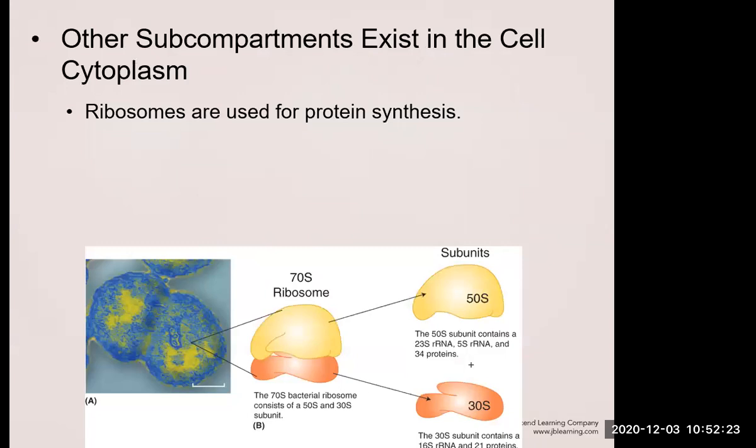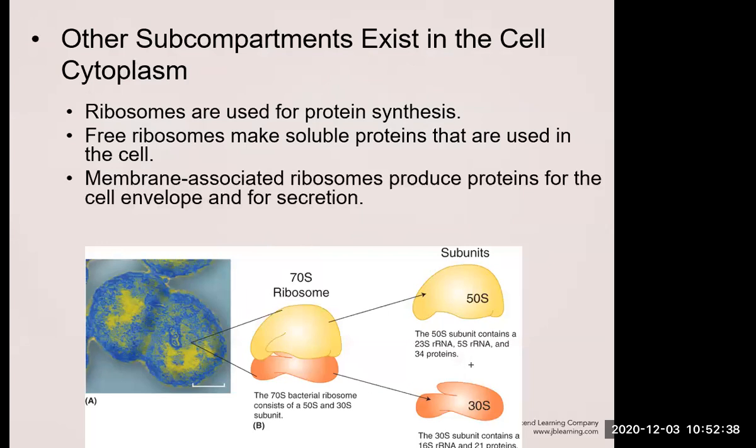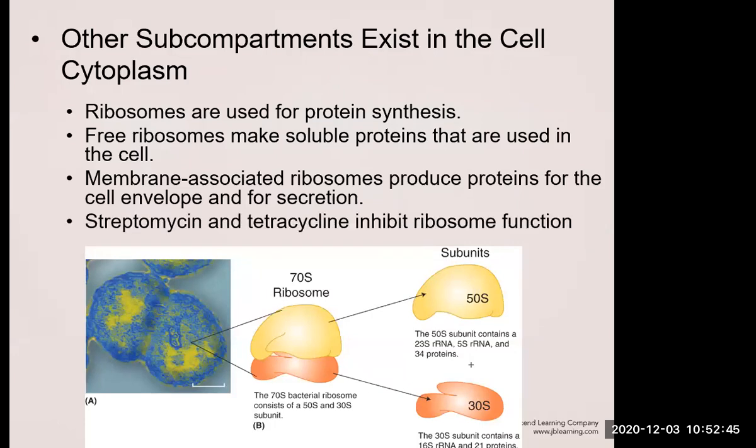Okay, all proteins are going to be synthesized, eukaryotes, prokaryotes, through ribosomes. They're smaller in bacteria. And if you are in the cytoplasm, you're going to make proteins for the cytoplasm. Others are going to be associated with the membrane, and they're going to make proteins for the membrane or to secrete out of a cell. 2 antibiotics that are going to inhibit ribosome function are streptomycin and tetracycline. You'll have probably heard of both of these. If you don't have ribosomes, you can't make proteins. You can't make proteins, you're dead.